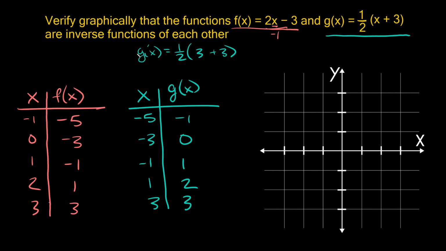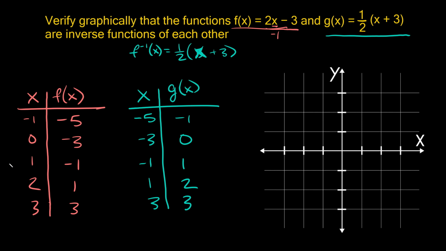So if you wanted to, instead of writing this as g of x for the second function, you could say that this is the inverse function. That the inverse function is equal to 1/2 times x plus 3. All right, great. We know that they're inverse functions, so now let's plot them.